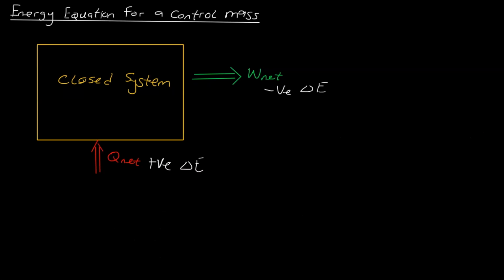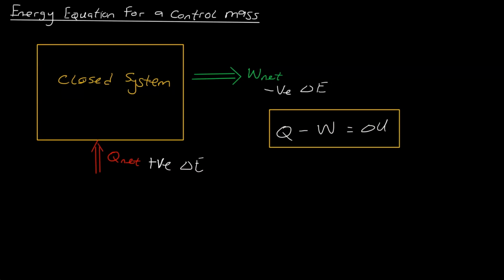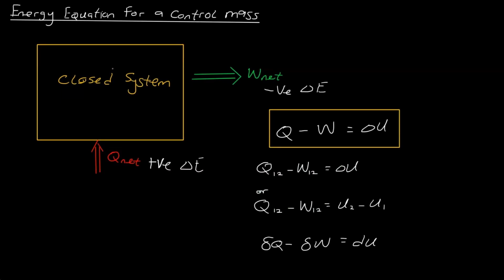Usually, we drop the net subscript and just write Q minus W equals delta U, where Q represents the net heat input into our system and W represents the net work output from our system. This is known as the energy equation for a control mass or closed system. If the system undergoes a process from state 1 to another state 2, we can usually write this as Q12 minus W12 equals delta U, or Q12 minus W12 equals U2 minus U1. We can also write it in differential form as delta Q minus delta W equals dU.